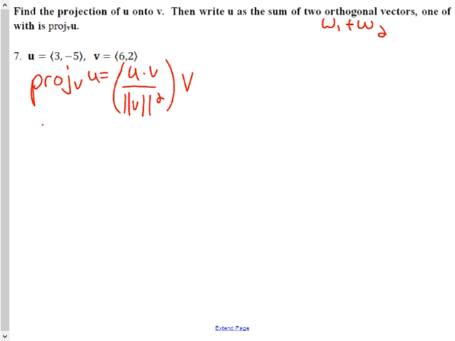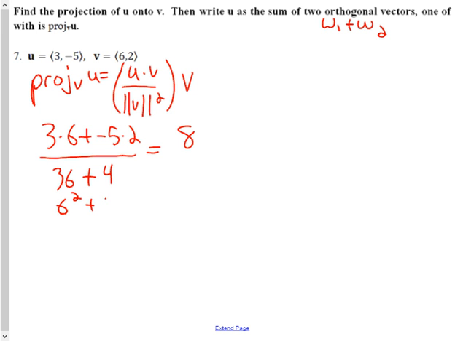Okay, so plugging it in, 3 times 6 plus -5 times 2. I got 18 minus 10 is 8. On the bottom, magnitude of V squared: 6 squared plus 2 squared. Sorry, I should show math. 6 squared is 36, 2 squared is 4. 36 plus 4 is 40. This is what that is, times V, which is <6, 2>.